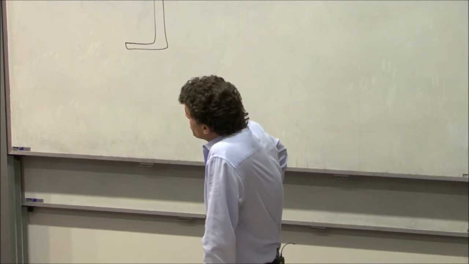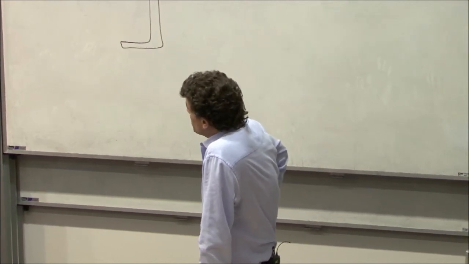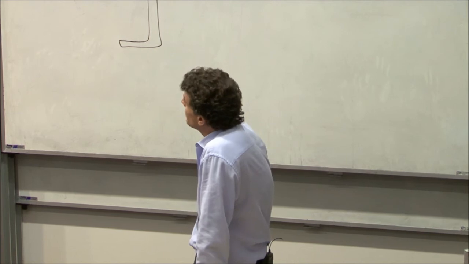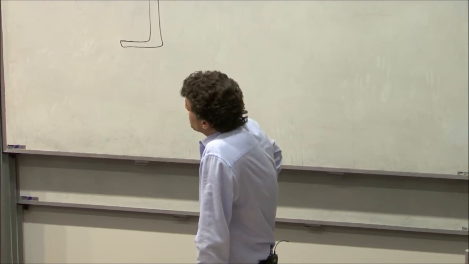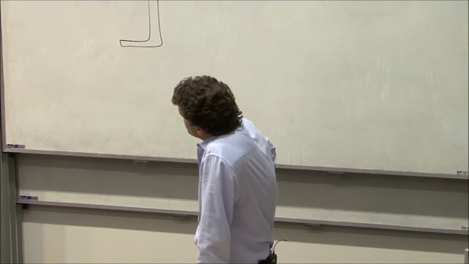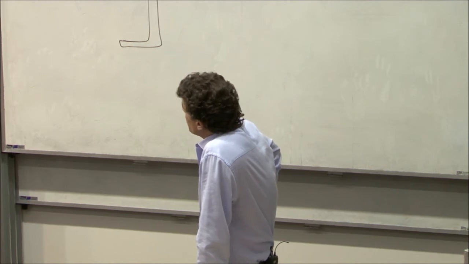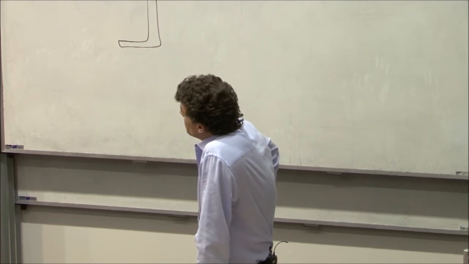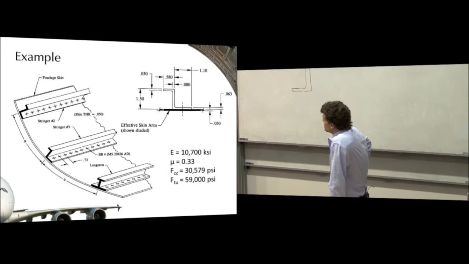The compressive modulus of the skin is 10.7 MSI. The Poisson's ratio is 0.33. The crippling stress is 30.5 KSI. And the tensile ultimate is 59 KSI. We may not need the tensile ultimate at this stage.